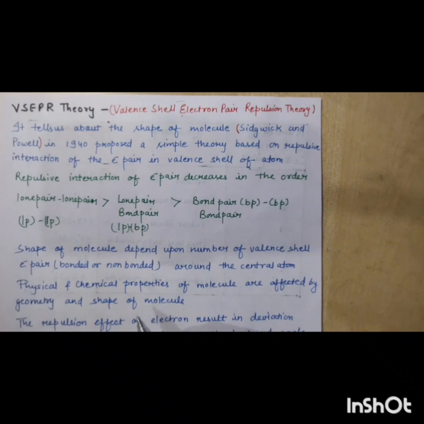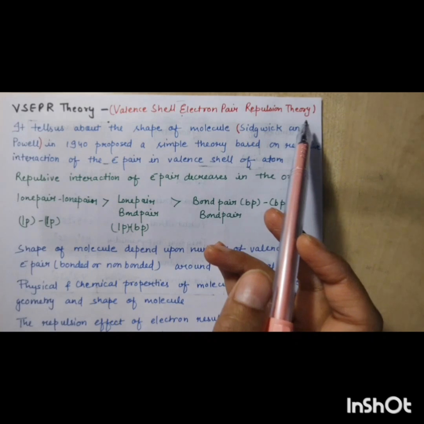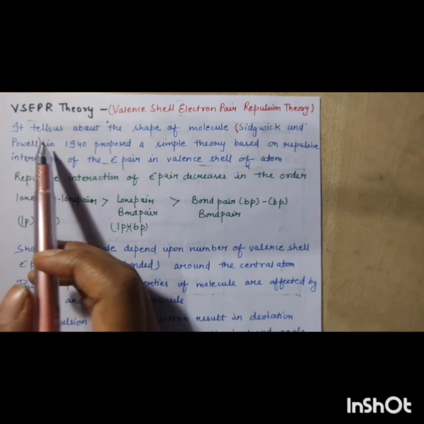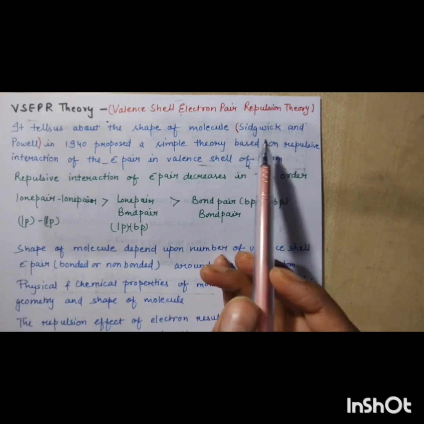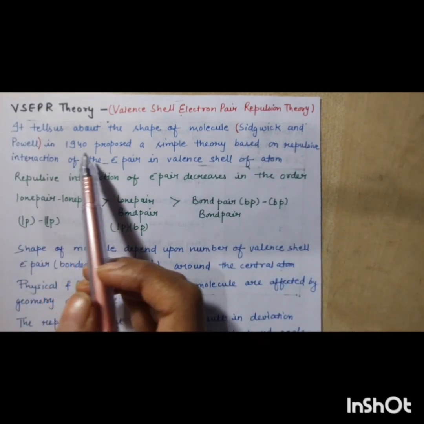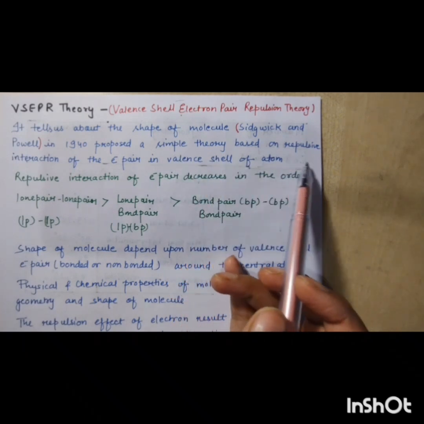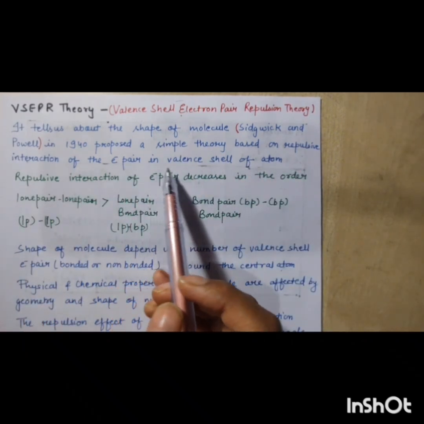Now our next topic is VSEPR theory, which is also known as valence shell electron pair repulsion theory. Now what is it? It tells us about the shape of molecules. Sidgwick and Powell in 1940 proposed a simple theory based on the repulsive interaction of electron pairs in the valence shell of an atom.